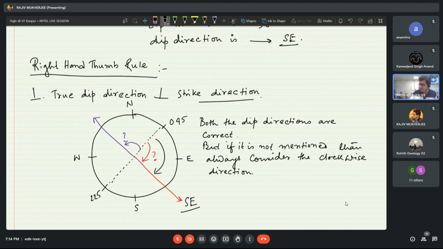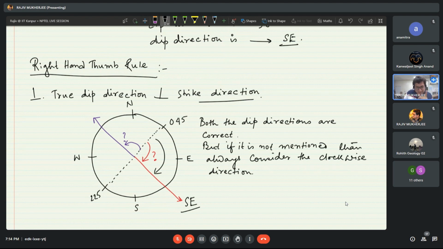But in many cases, a problem is given that specifically mentions that you have a strike of 045, but you also have a dip direction along northwest. So in that case, there is no question of applying the right hand thumb rule. Up to this part, it is only about a right hand rule, because I am rotating my right hand. If this is my strike direction, I rotate clockwise this way. So that is why it is a right hand rule, because I will always consider this clockwise angle.